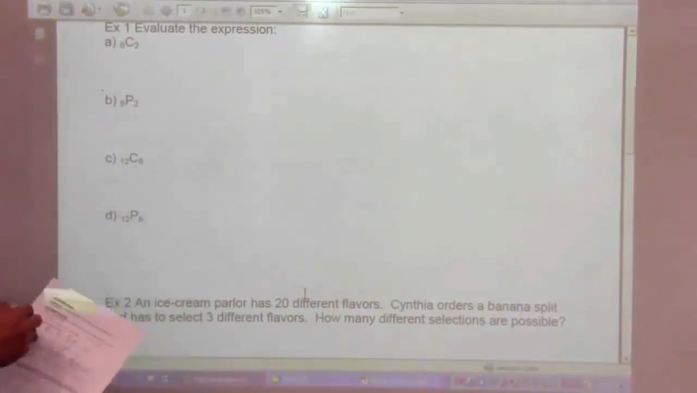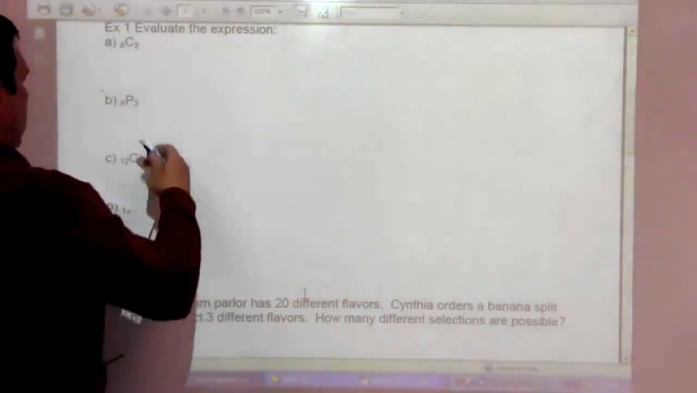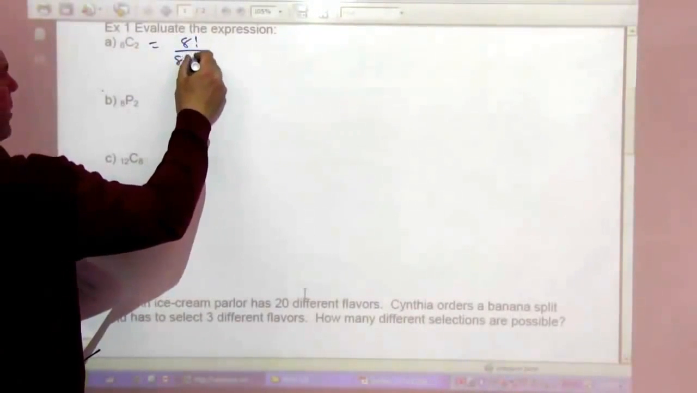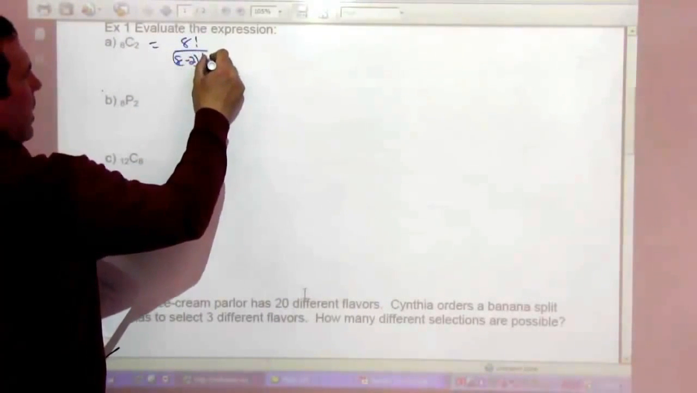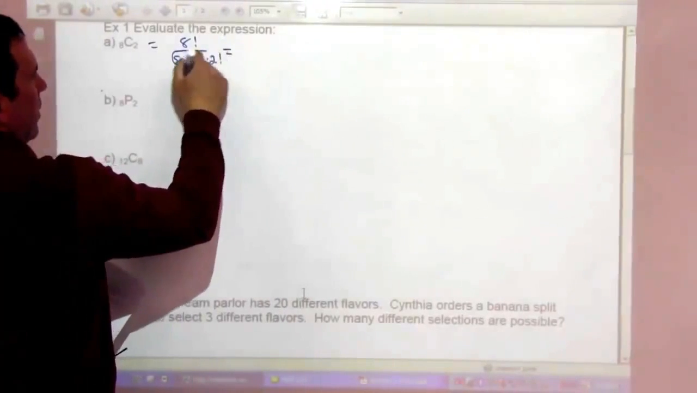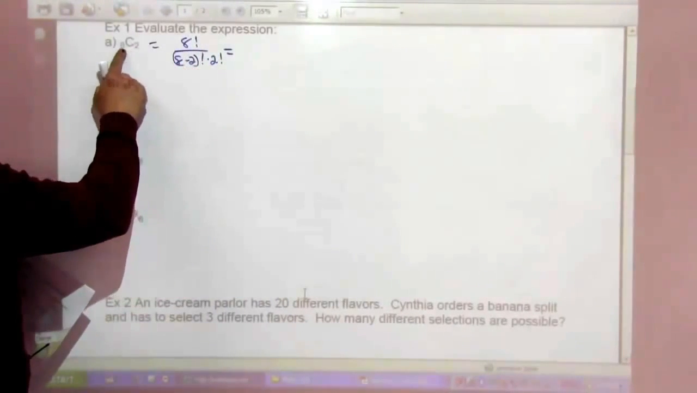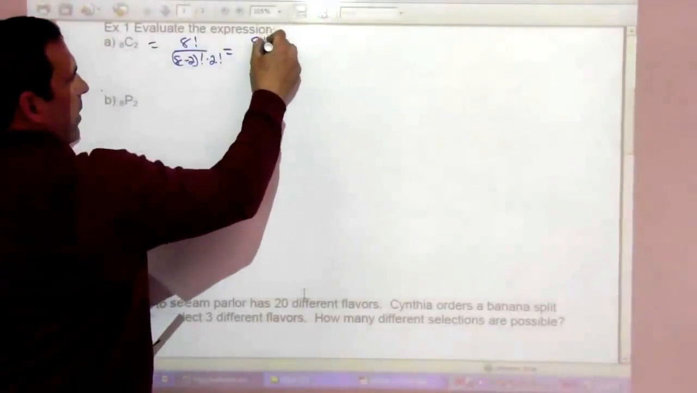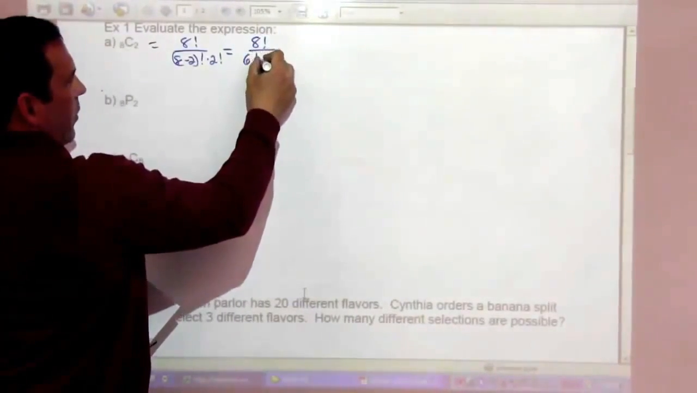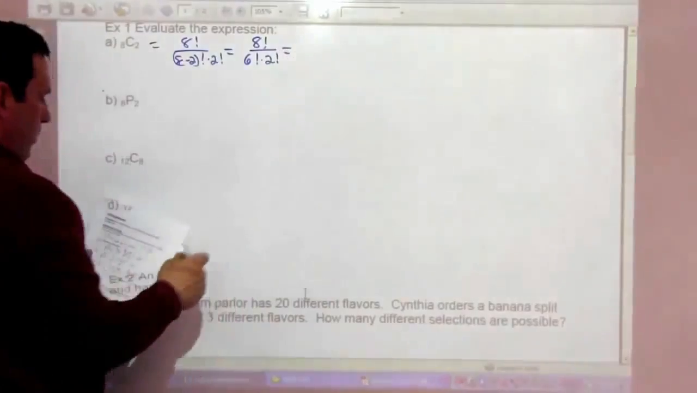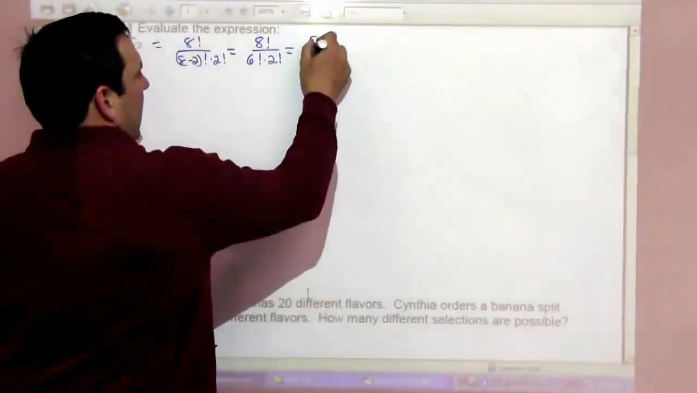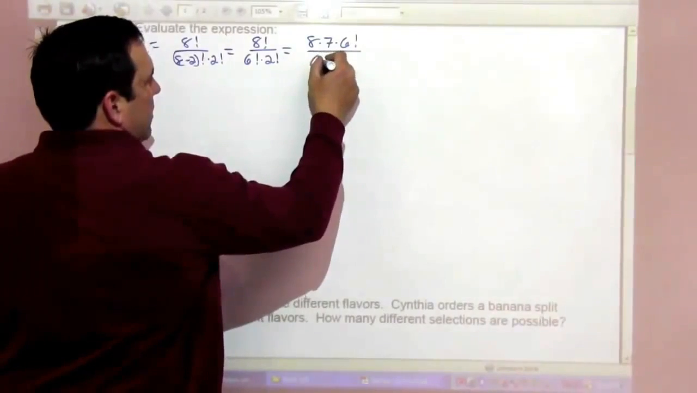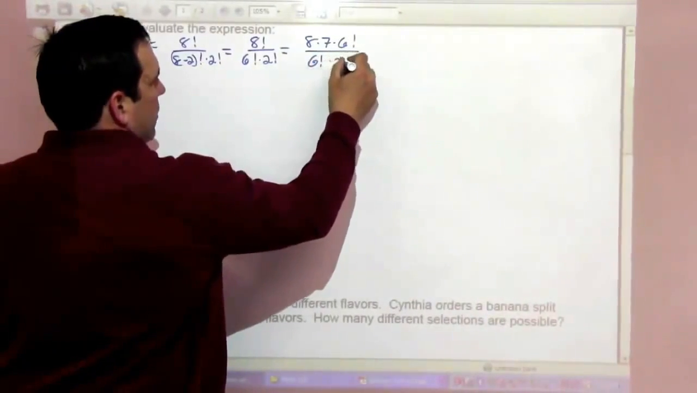Okay, evaluate the expression 8 choose 2. That's going to be 8 factorial over (8 minus 2) factorial times 2 factorial. So 8 choose 2, we'll call this choose, with a C. So it's going to be 8 factorial over 6 factorial times 2 factorial. That would be 8 times 7 times 6 factorial over 6 factorial times 2 times 1.